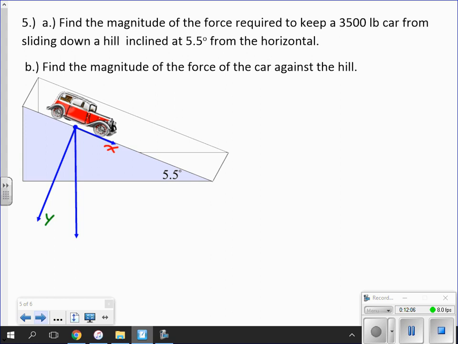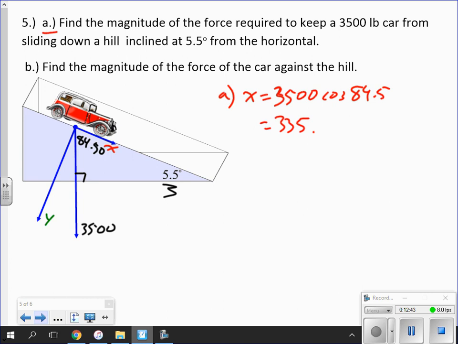What is the force that we actually have? We have 3,500 pounds pushing down. We want to break that into its components. Once again, if we set this up, that's 5.5 degrees here. That would make this 84.50 degrees there. So for part A, X is equal to 3,500 times the cosine of 84.5. So the force pushing down is 335.5 pounds.